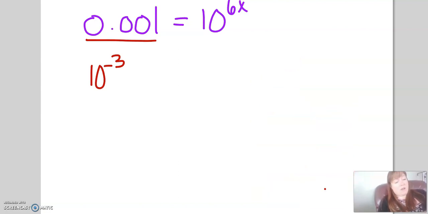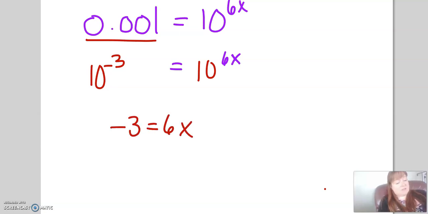And so now we have that equal to 10 to the 6x. So they now have the same base, right? One has a base of 10, the other has a base of 10, and we can set their exponents equal to each other. So negative 3 equals 6x. And so we divide both sides by 6. And we get x equals negative 1/2.